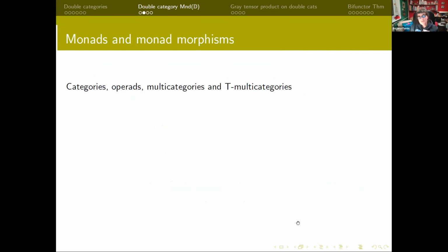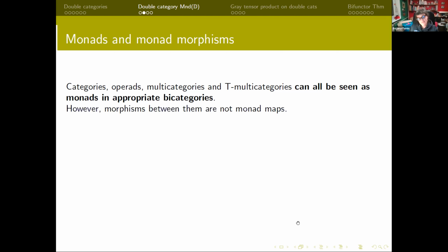Many authors have seen that different algebraic structures, like for example categories, operads, multicategories, T-multicategories, can be seen as specific monads in appropriate bicategories. But one also observed that many times morphisms between such things are not monad maps in the sense of the previous slide, of the definition of Street.